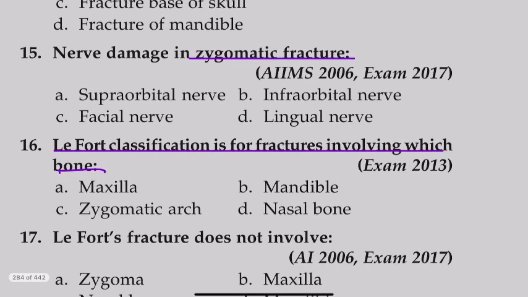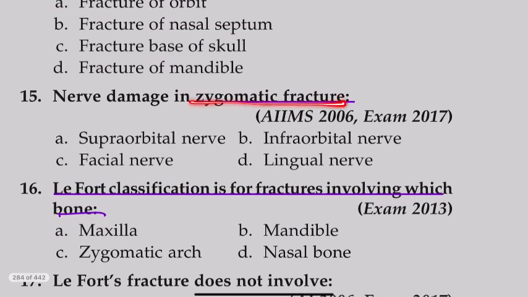Okay, the nerve damage in zygomatic fracture: what will be damaged in zygomatic fracture? Obviously it is the infraorbital nerve, right? The infraorbital nerve is damaged in zygomatic fracture.